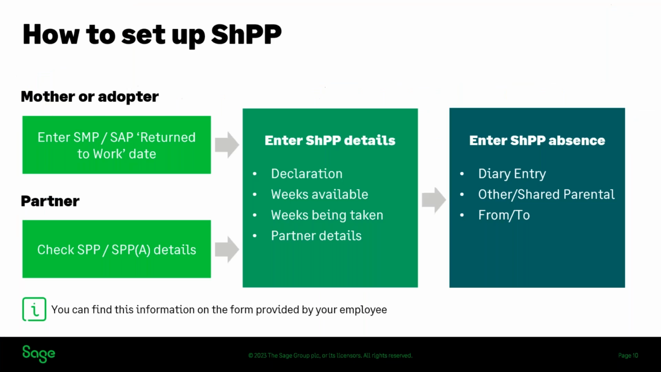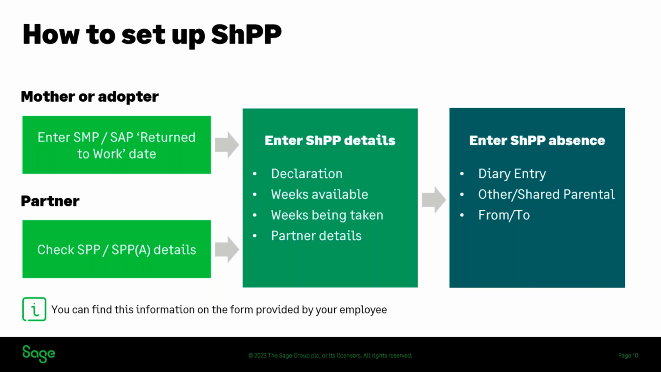Let's just recap that process, going back to our flowchart. So for the mother or main adopter, the one we've just seen, we go into the SMP or SAP details. We enter the return to work date, so the date after they end their maternity or adoption leave. Also enter the date of birth if that hasn't already been entered. You can then move on to enter the SHPP details, declaration, weeks available, weeks being taken, and partner details.